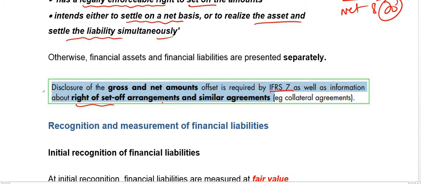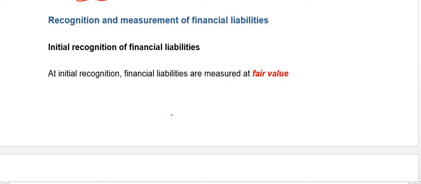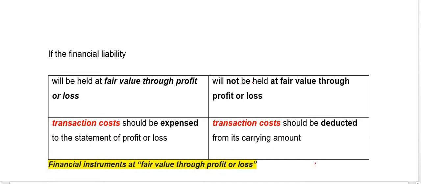Let's talk about the recognition and measurement of financial liability. First we will discuss financial liability, after that we will discuss financial asset. At initial recognition, financial liabilities are measured at fair value. If the financial liability will subsequently be measured at fair value through profit or loss, then transaction costs should be expensed. While if you are not measuring the financial liability subsequently at fair value through profit or loss, then transaction costs should be deducted from its carrying amount.